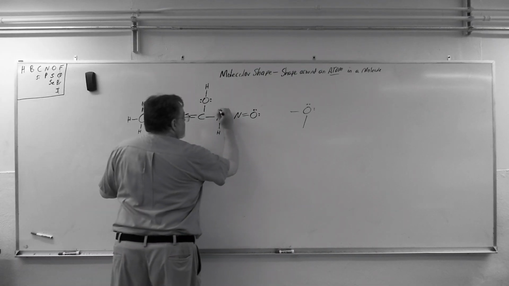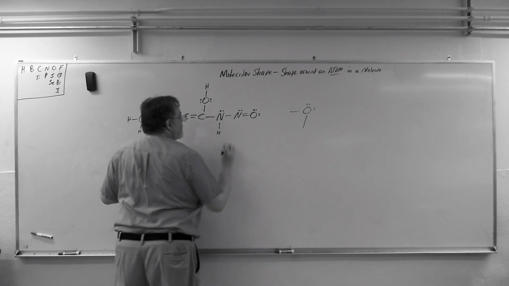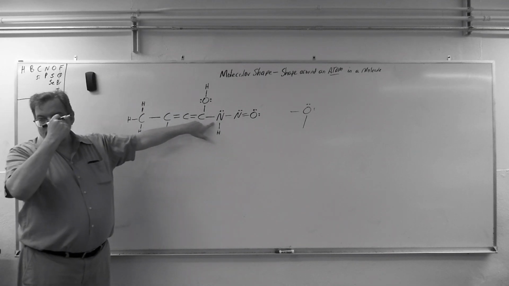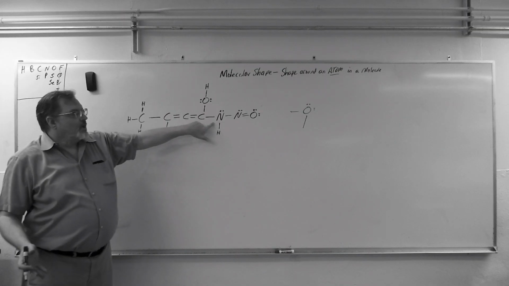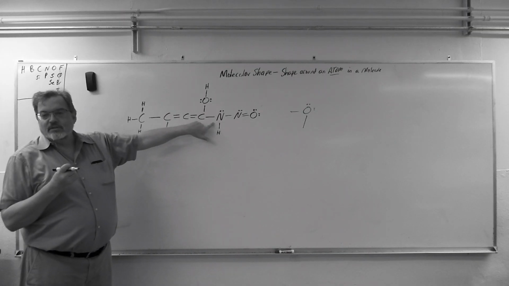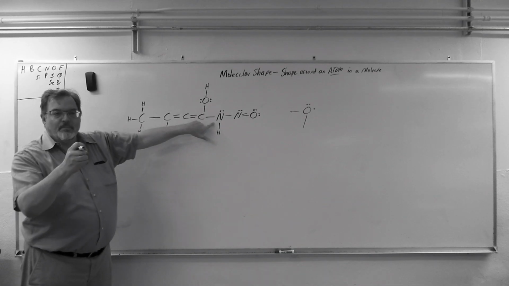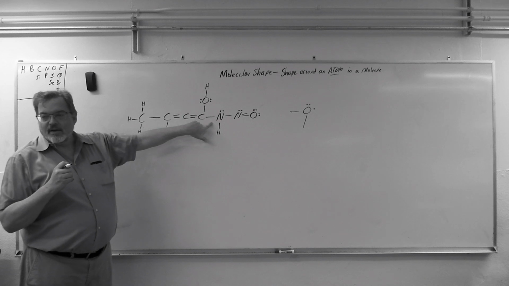Oh no, I'm missing some electrons. Okay. How many things are around this nitrogen? Four, so that's its electron domain. But you ignore one of those pairs of electrons. Trigonal pyramidal. So this is trigonal pyramidal at 109.5 degrees.